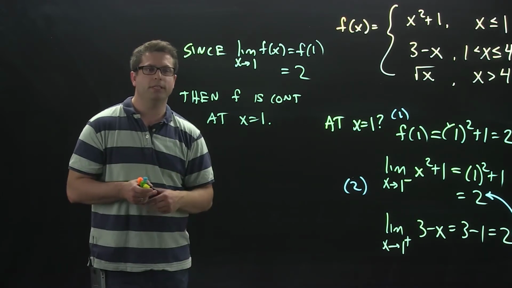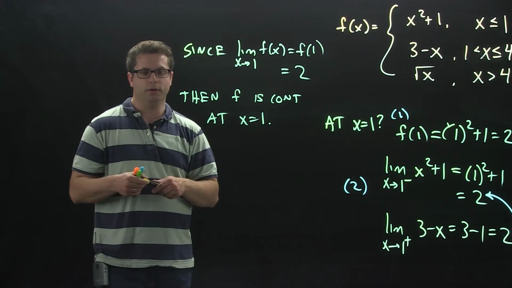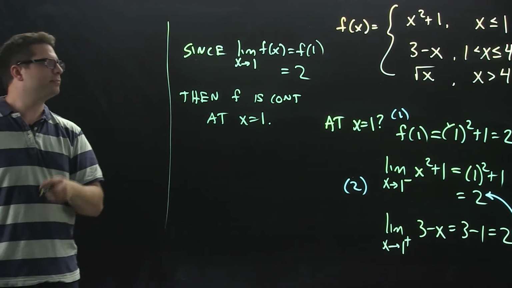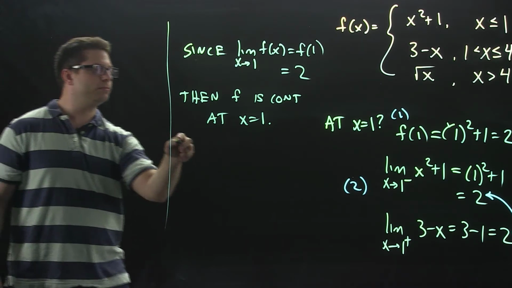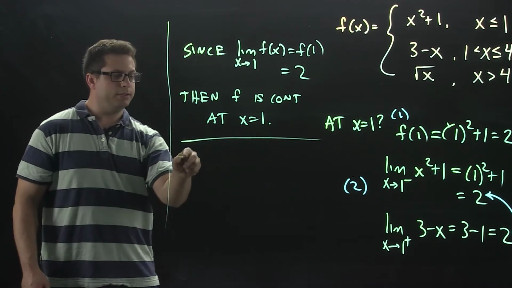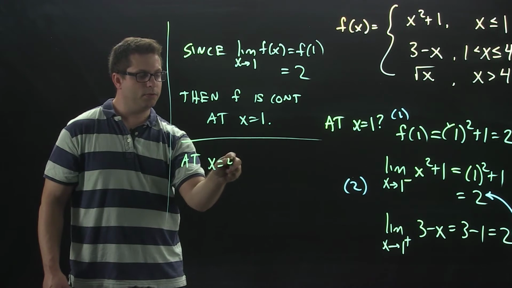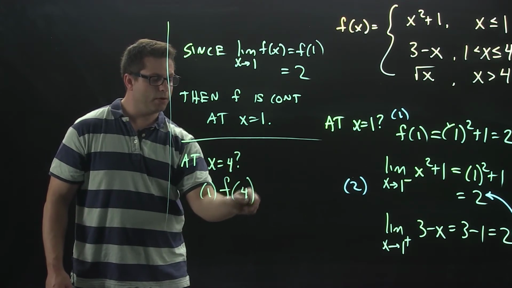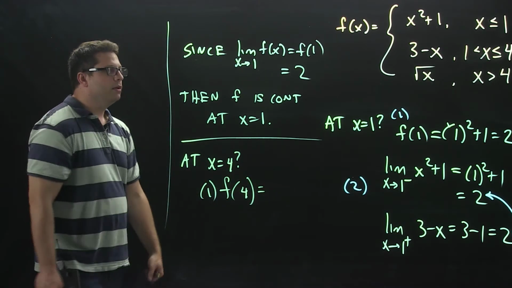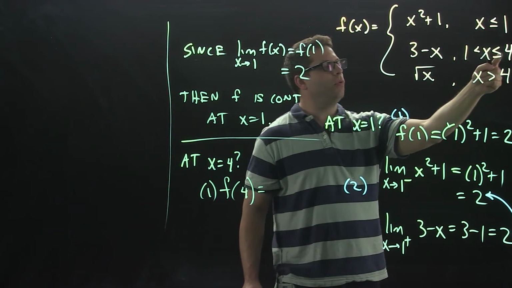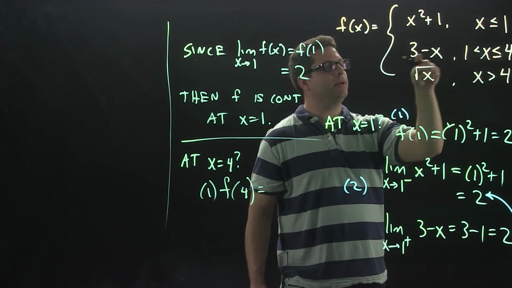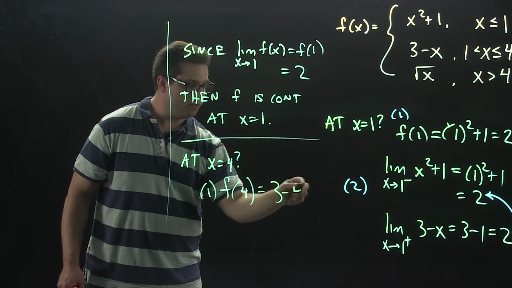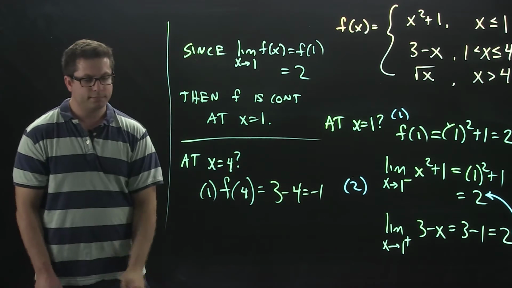All right, so let's focus on 4. Actually, we can go right here. All right, so at x equals 4. So let's take a look at condition 1. Does f of 4 exist? Well, I'm allowed to equal 4 right here, so I'm using the 3 minus x as my function. When I evaluate that, I'm going to get 3 minus 4, which is negative 1.